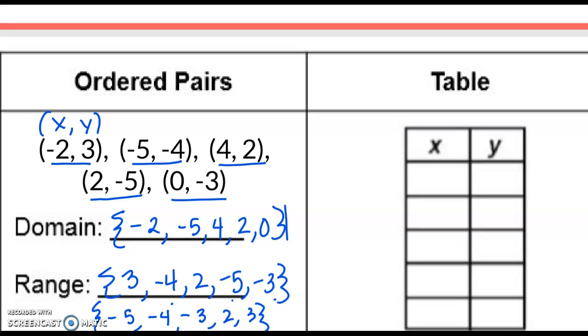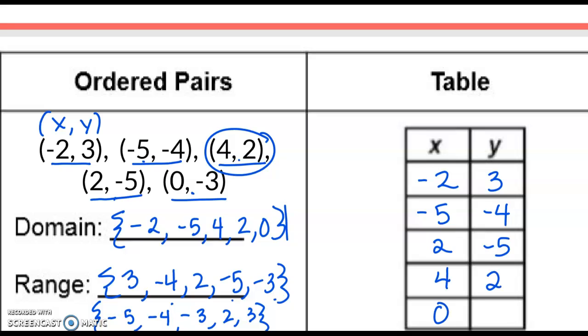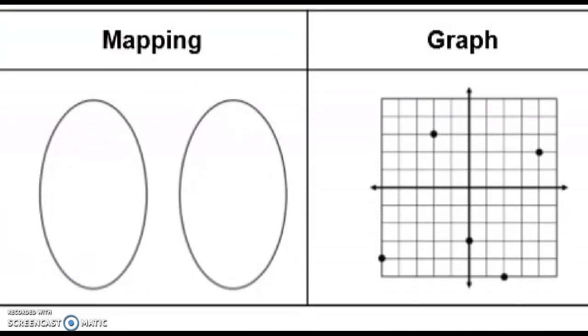Okay, as far as the table goes, all we've got to do is take these ordered pairs and write them out in a table. So -2 went with a y value of 3. An x value of -5 goes with a y value of -4. I'm just taking each one of these different points and writing it here in the table. So then 2, -5. Oh, I skipped one. Sorry, let me go back. Skip 4, 2. And then 0, -3. Okay, easy enough.